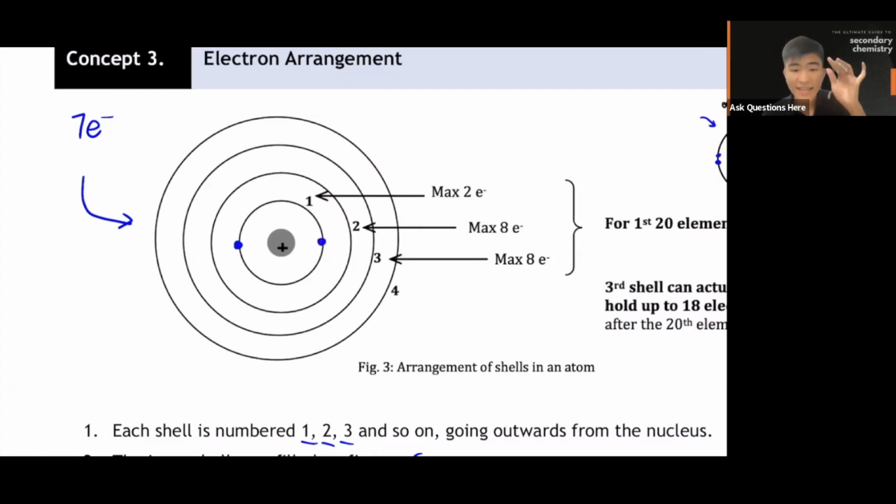Now, in the next shell, we always follow this idea. Here, I have 2 electrons already. For the next one, I have 5 electrons left to arrange. So I'm going to have 1, 2, 3, 4. And where's the 5th electron going to go? It's just going to pair up with one of the electrons that's already there. So that is how the 5th electron is going to arrange itself.